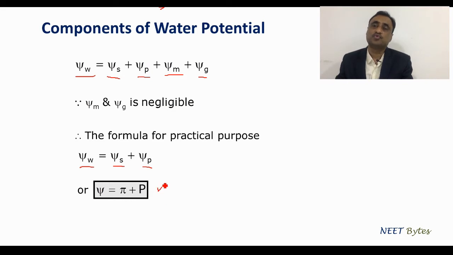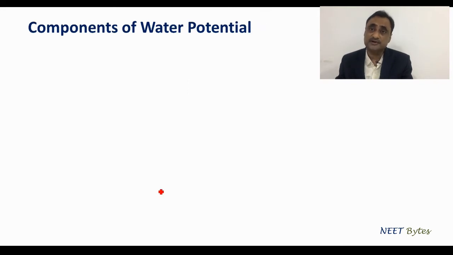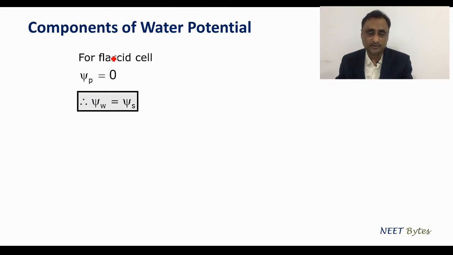Now let's assume two conditions. Suppose the cell is flaccid. Now if the cell is flaccid, we have earlier discussed that pressure potential is going to be 0. So if I put the value of 0 in the equation, here we see that water chemical potential is equal to the solute potential, right?